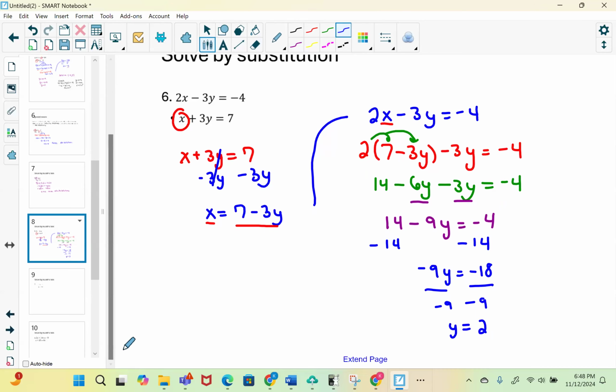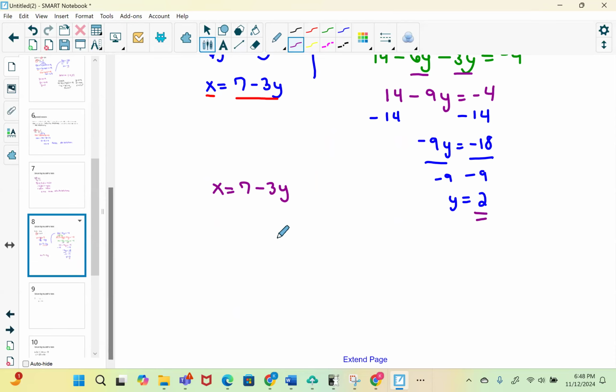So we found y. I have to find x. So I need to take this y and plug it into one of the equations. You can plug it into the one that we already solved. So we have x equals 7 minus 3y. And I can plug this in for this y to get x. So I'm going to replace the y with 2. So I have x equals 7 minus 3 times 2. x equals 7 minus 6. So x equals 1. Okay, and then my solution is (1, 2).